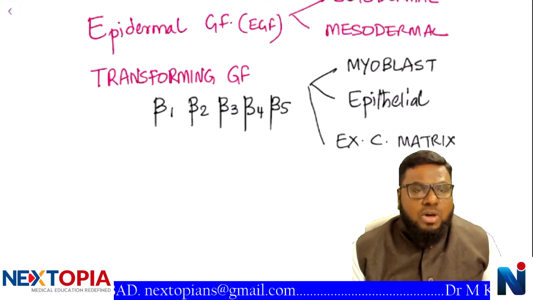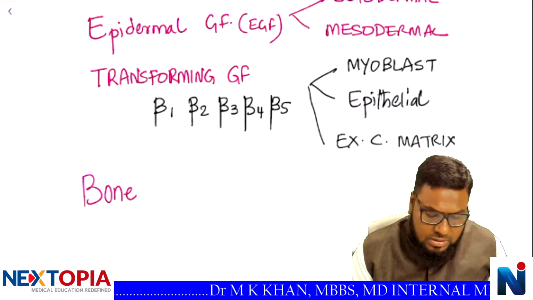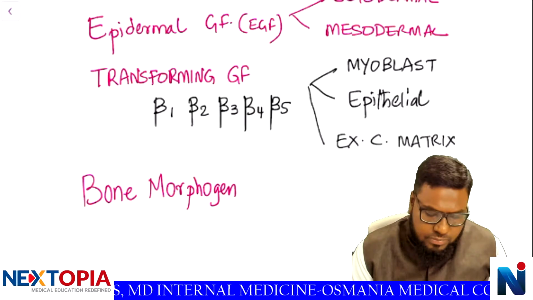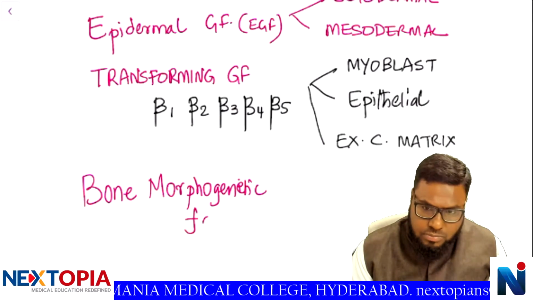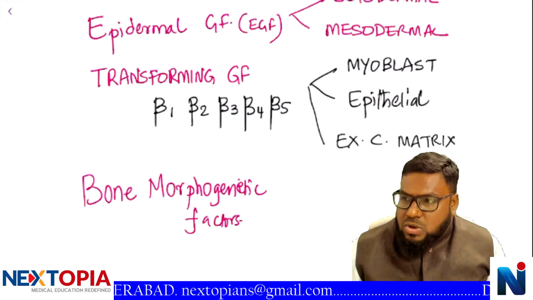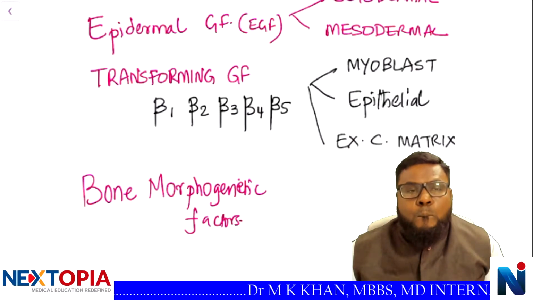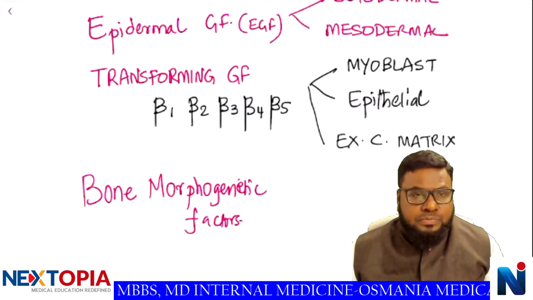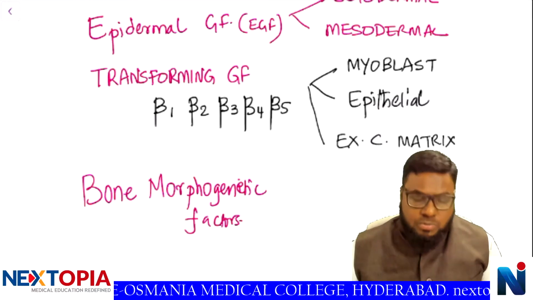Next, we have bone morphogenetic factors or bone morphogenetic proteins. The name itself indicates that they are responsible for bone formation. They are responsible for cell division, migration, and apoptosis.